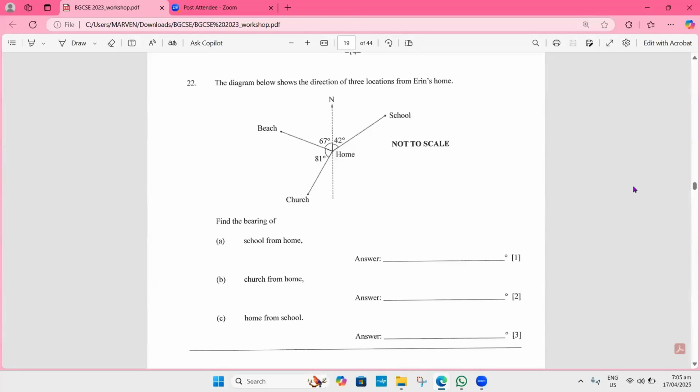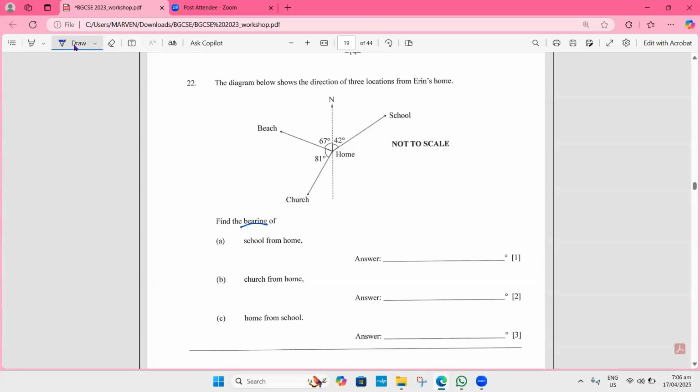The diagram below shows the direction of the three locations from Erin's home. We have the school, the church, and the beach, and from the reference point, home. Find the bearing of school from home. So what is the bearing from the home? What is the direction of the school? It's determining the specific direction of the school with reference to the home. So that is what we call bearing.